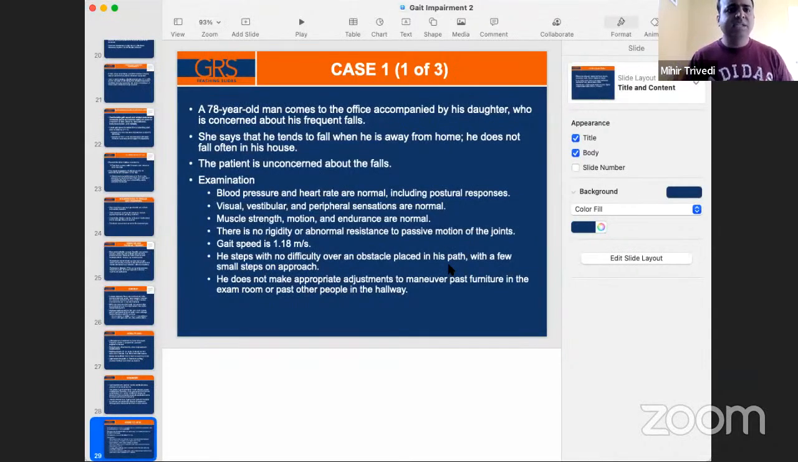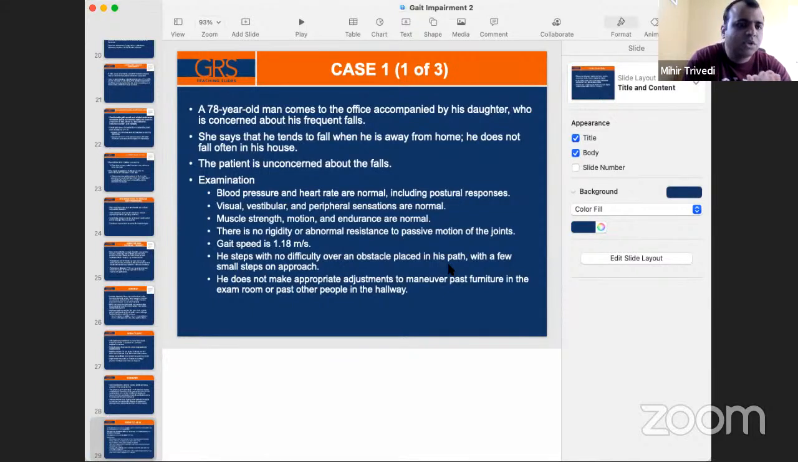First one is a 78-year-old man who comes to the office accompanied by his daughter, who is concerned about his frequent falls. She says that he tends to fall when he is away from home. He does not fall often in his house. The patient is unconcerned about the falls.